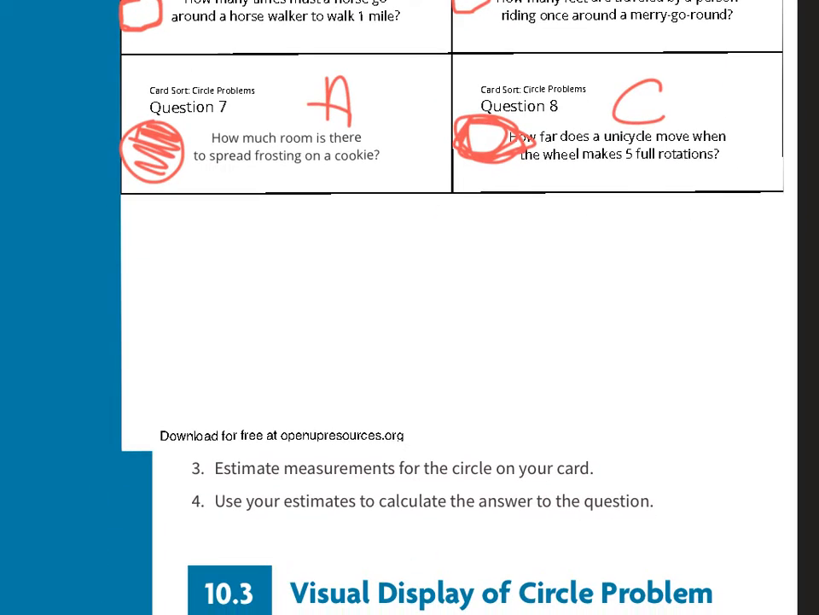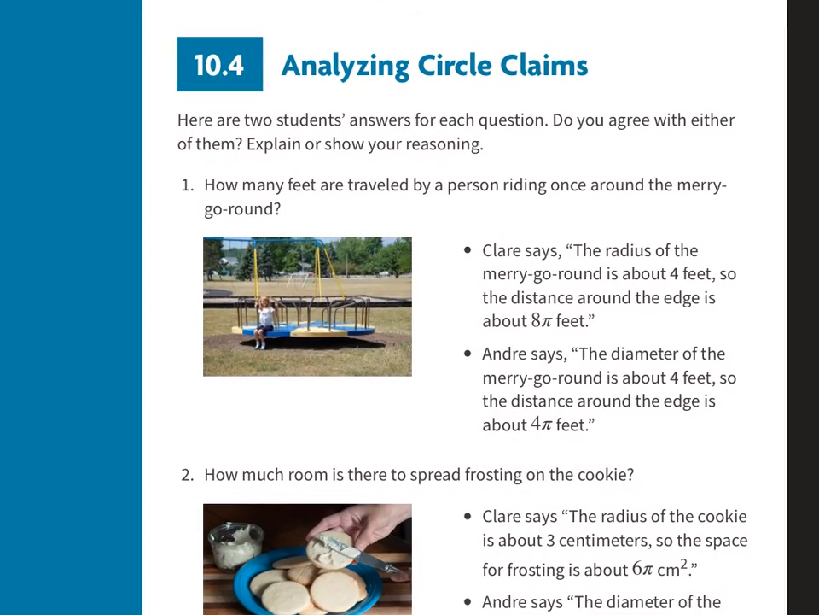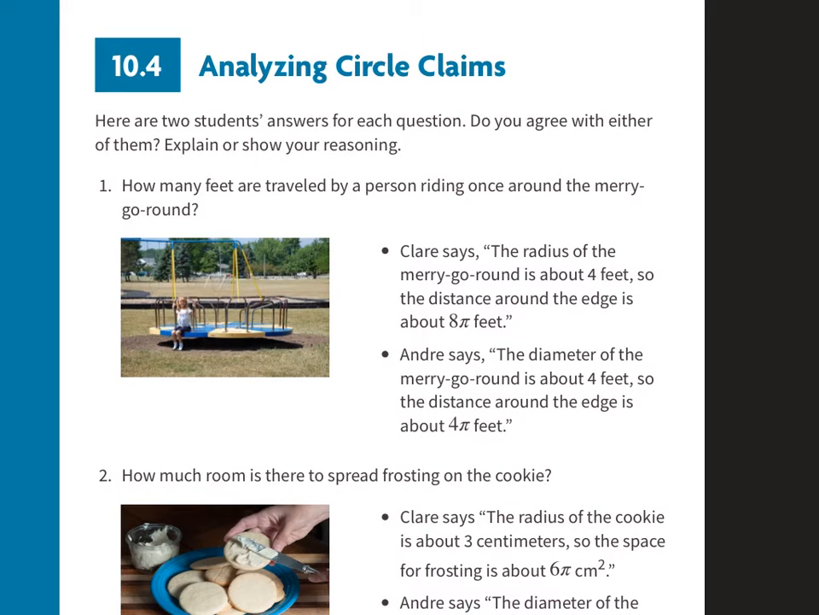Okay, moving on, let's look at 10.4. We're going to skip 10.3, and we're going to talk about 10.4. Here are 2 students' answers for each of the questions. Do you agree or disagree with them? Explain or show reasoning. How many feet are traveled by a person riding once around the merry-go-round? So we're riding around the merry-go-round.